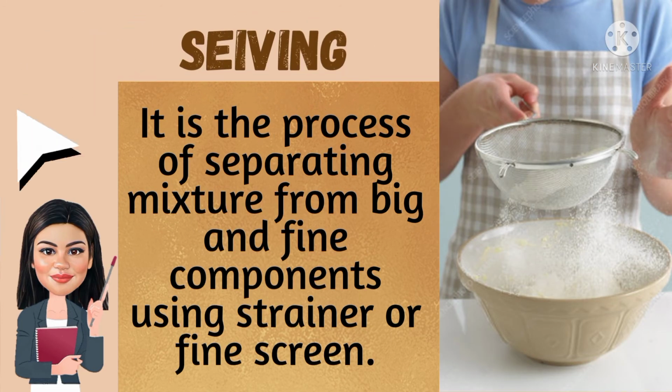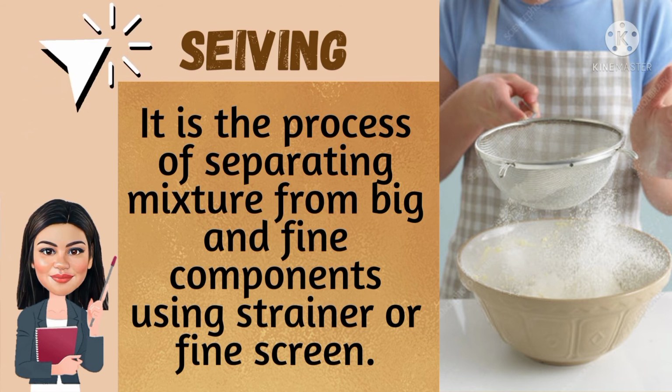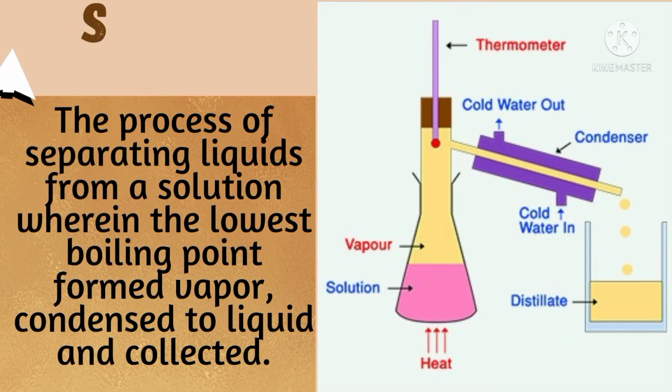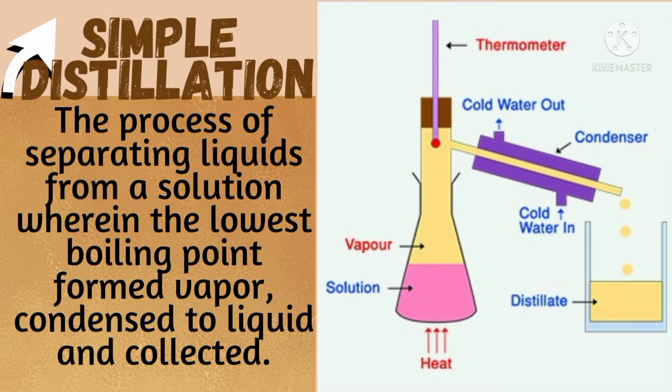Then we have sieving. It is the process of separating mixture from big and fine components using a strainer or fine screen. Next is simple distillation. It is the process of separating liquids from a solution wherein the lowest boiling point forms vapor, condensed to liquid, and collected.